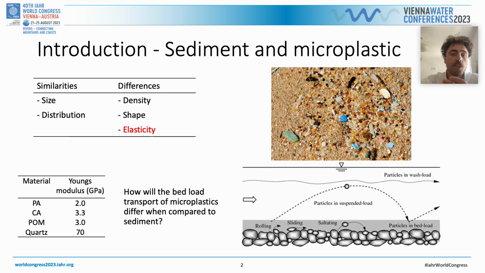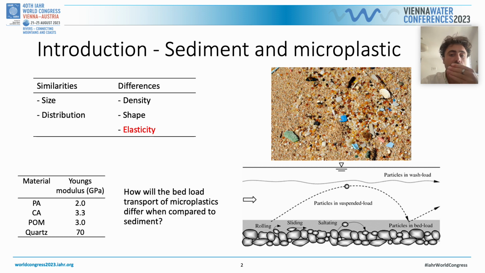They're also different in terms of their shape. Sediments are mostly rounded or angular in shape, while microplastics can be found as fibres, films, foils, and irregular shapes as well. They're also different in terms of their physical material characteristics, in terms of elasticity, compression, tensile strength, as seen in the table below in terms of their Young's elasticity modulus. Quartz sediment has a much higher Young's modulus than some common plastic polymers. So this is the focus of our latest paper.